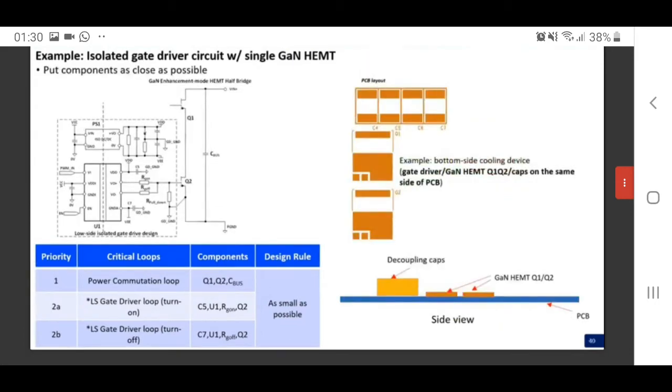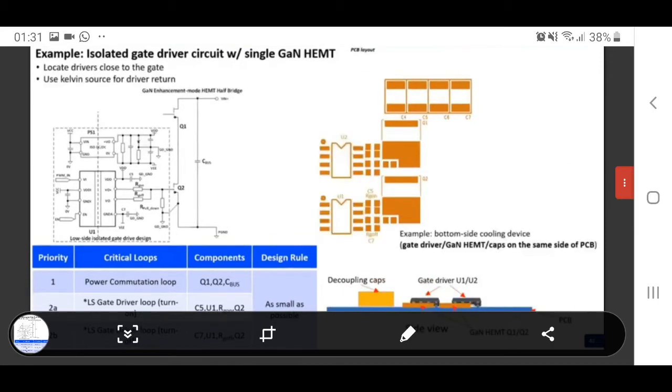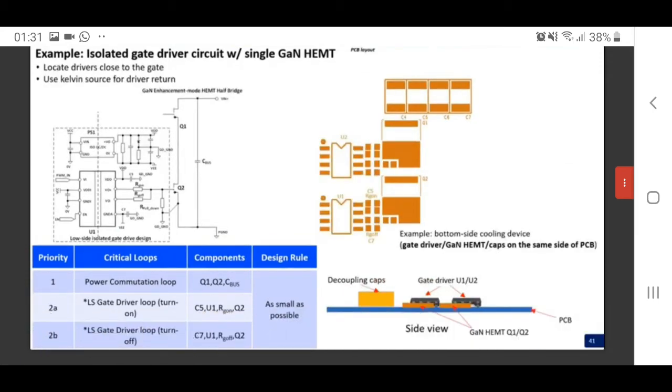For the bottom side cooling GaN devices, the layout rules are very similar. The only difference is that for the bottom side cooling device, the GaN devices and the decoupling cap will be placed on the same side of the board. So here are the components for the power commutation loop. Then place the components for the gate driver loops. The layout rules are very similar.